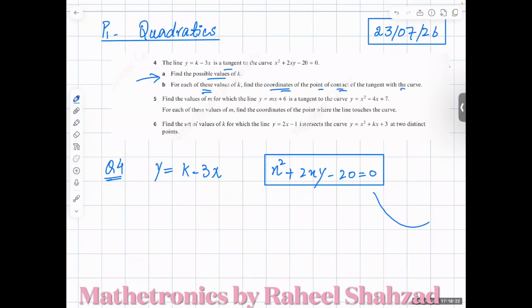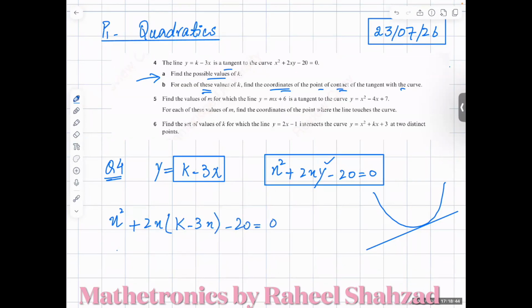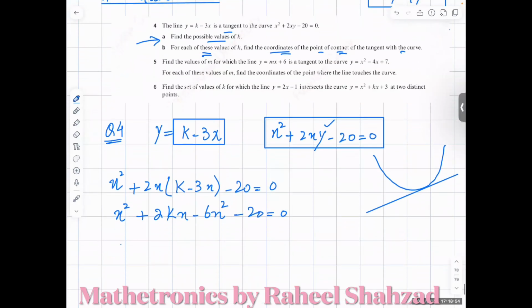Now, this would be a quadratic curve and this would be a straight line, if we consider this to be tangent. So what we have to do is substitute this value of y here. That would be x square plus 2x times y, that is k minus 3x, minus 20 equals 0. So it is going to be x square plus 2kx minus 6x square minus 20 is equal to 0. Let's rearrange it. That makes it minus 5x square plus 2kx minus 20 is equal to 0.